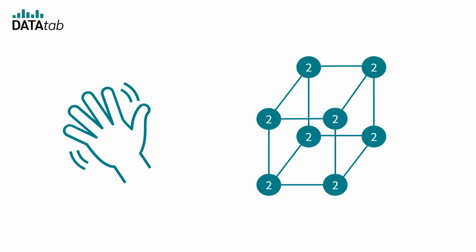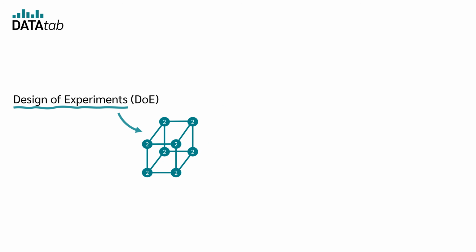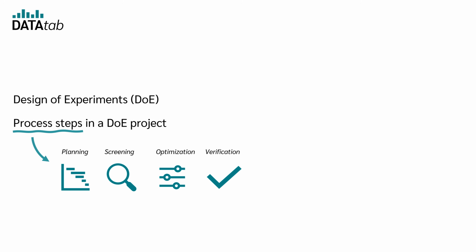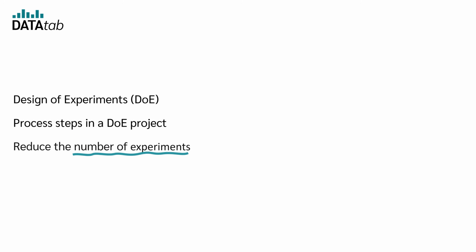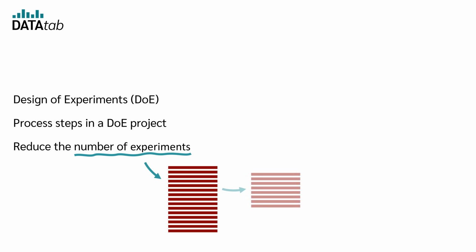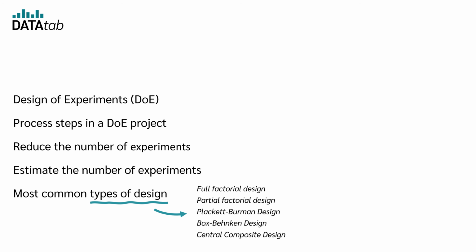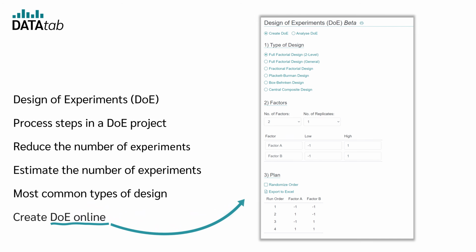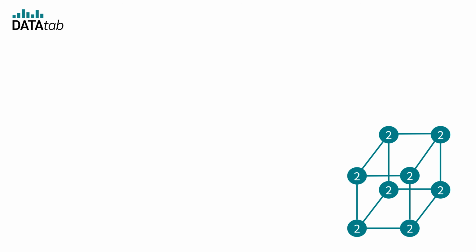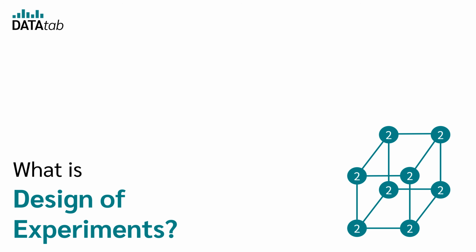Hi, in this video we discuss what design of experiments, or short DOE, is, what the process steps of a DOE project are, how a DOE can help you reduce the number of experiments, how to estimate the number of experiments needed, and we go through the most common types of design. Finally, I'll show you how to create a DOE online with DataTab. Let's start with the first question. What is design of experiments?